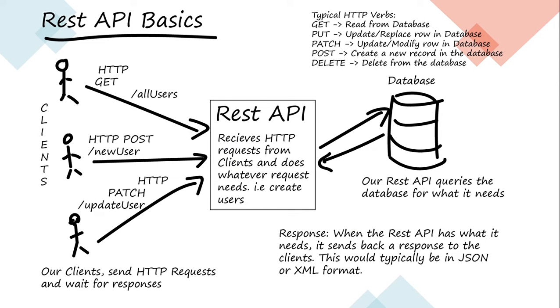So typical REST API basics include HTTP GET, POST or PATCH, so our clients send the HTTP request, GET, POST, PATCH or update. REST API receives the request from the client and does whatever the request needs. So for example, if I need to create a user or update a user, I can do that with the help of REST APIs. REST API then will call some functions that will do the query or insert, update, delete on the database. When the REST API has what it needs, it sends back a response to the client. This would typically be in a JSON or XML format.